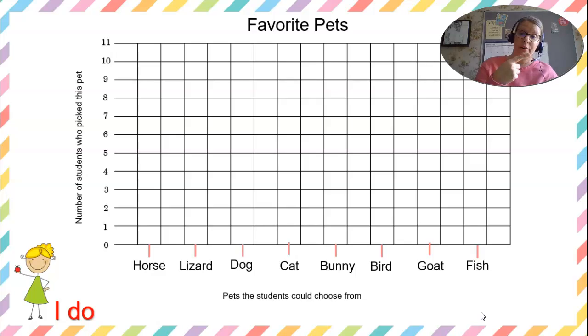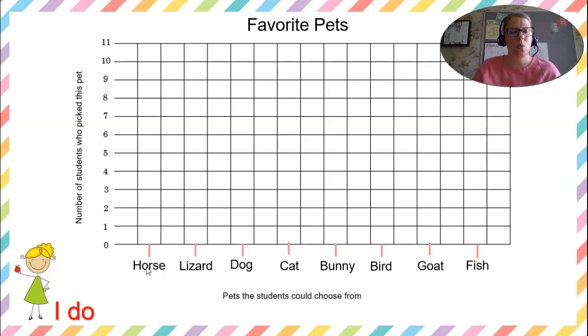And over here, all the way to the end, the numbers represent the students who pick this pet. And down below, those are all the pets that they had to choose from. Okay, so now we have our graph all set up. And now what we have to do is take a look at our data and color in bars to represent how many votes each of these pets received.